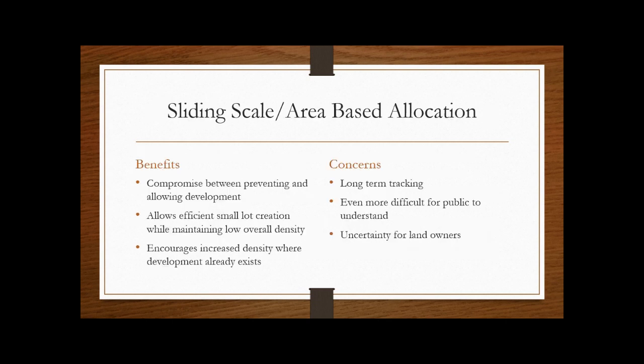Again, this is a compromise between allowing and preventing development. You can have these small lots. It encourages increased density where development already exists. You already have impacts of human habitation there. So you're preventing using other land where you'd be cutting into virgin habitat, which is useful. This can still be difficult to track. It's even more difficult than the others for people to understand. And it presents a certain amount of uncertainty to landowners about how they can subdivide and what that process would be.